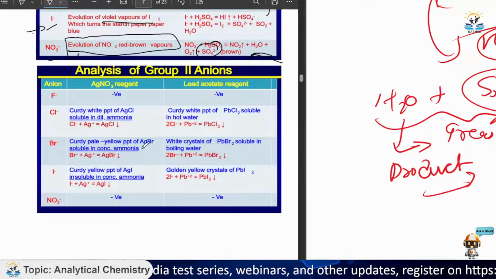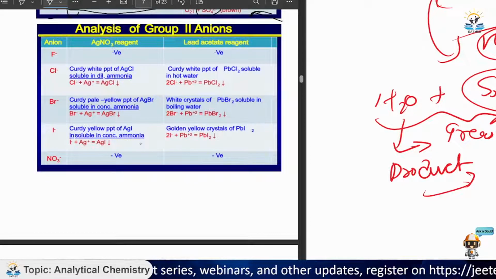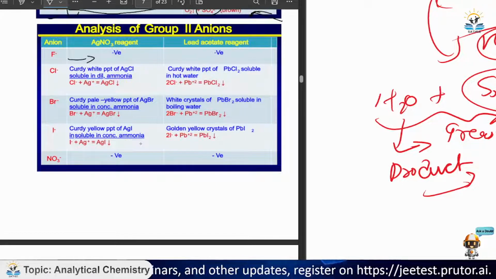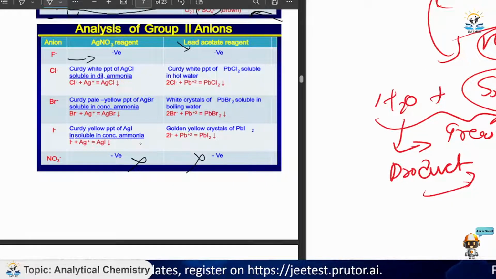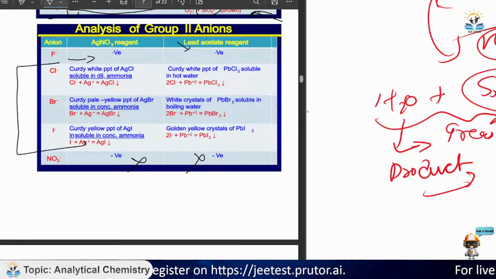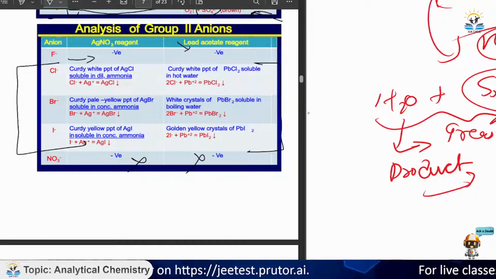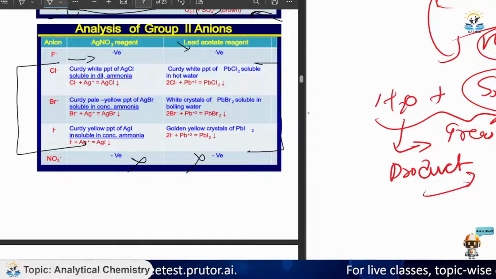Now, there are some more reactions, like with AgNO3 reagent, fluorine will not react. With lead acetate reagent, it will also not react. NO3 minus ion will also not react, and this will also not react. So you can make a table and keep in mind that the first and the last will not react, and chlorine, bromine, and iodine will react and give the test.